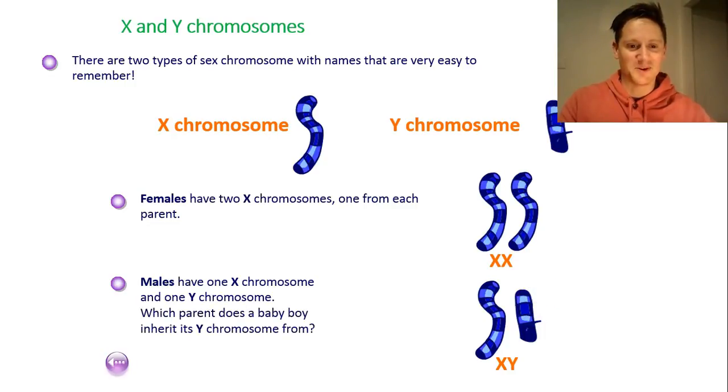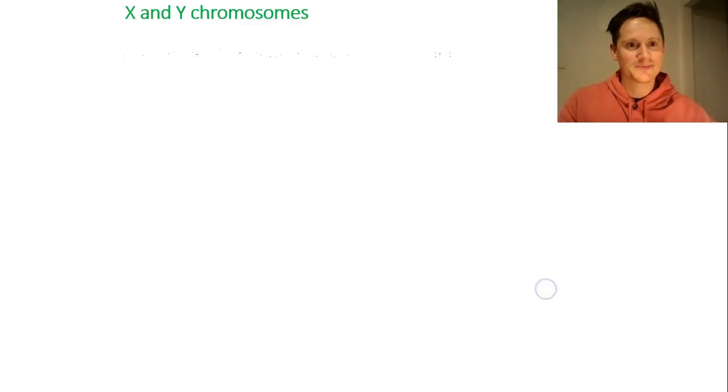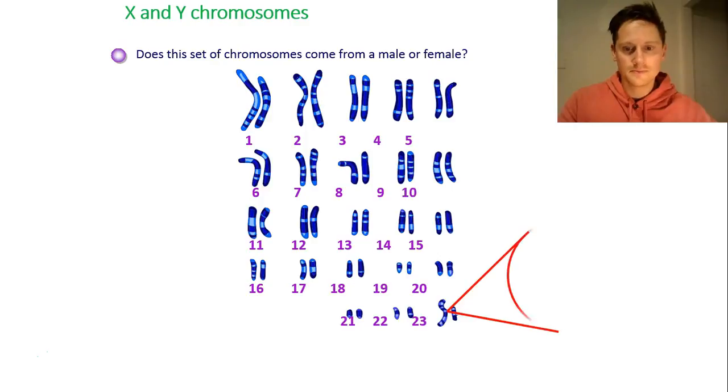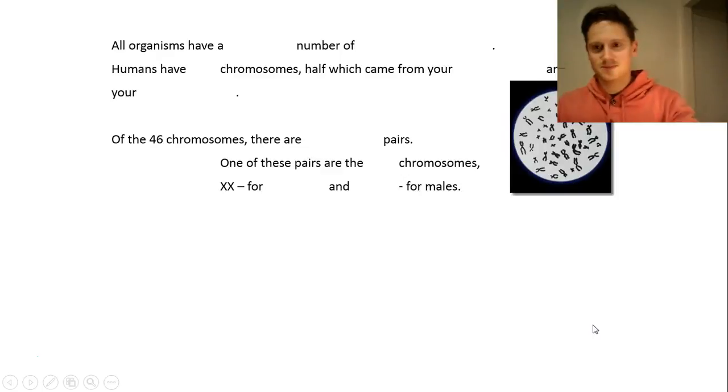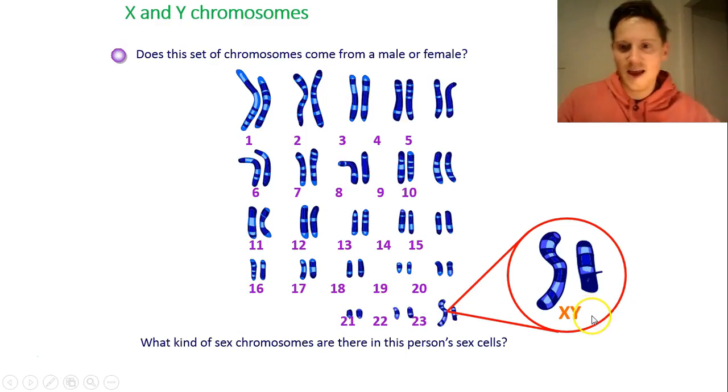So which parent does a boy inherit its Y chromosome from? We're going to go into that in another video. Does this set of chromosomes come from a male or a female? Now, the sex chromosomes are the last pair, okay? Have a think. The answer is, oops, I didn't tell you the answer. X and Y chromosome equates to a male, okay?